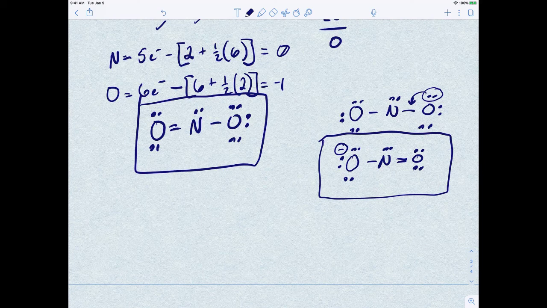Okay, so this actually brings up another really important point in Lewis structures. When you have two possible Lewis structures, and the only difference between these two structures is the positions of the electrons, we call this resonance. So let's talk about resonance a little bit more.